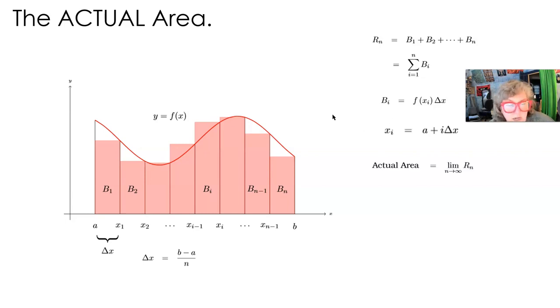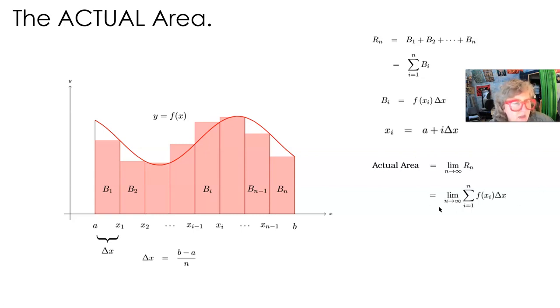So the actual area is going to be the limit as n goes to infinity of r sub n. Remember I mentioned this a while back. It doesn't matter if I use the right rectangle or the left rectangle or the midpoint rectangle or even the trapezoid. As long as this function is nice and smooth and continuous, any one will work. I'm using the right sum just to make calculations easier.